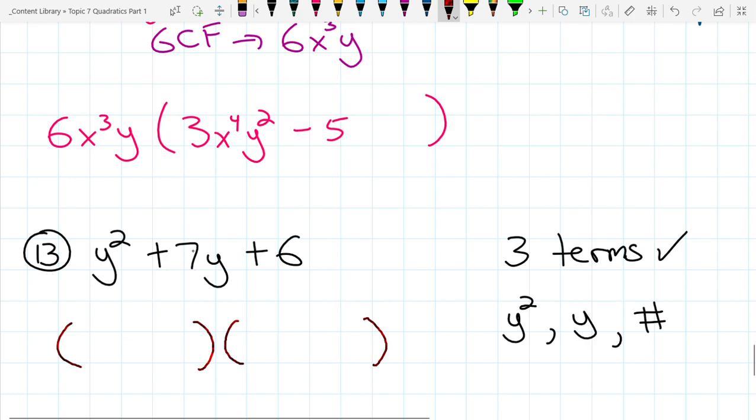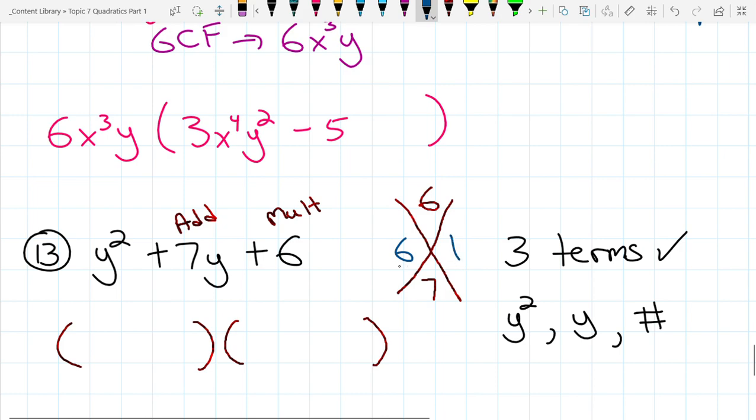You're looking for 2 numbers that will add to give you the middle, which is a 7, and multiply to give you a 6. So some of us like the graphic organizer, where we would put the add number on the bottom and the multiply number on the top. And there's only one combo that works. It's got to be a 6 and a 1, because 6 times 1 is 6, 6 plus 1 is a 7. So your two sides become the two last numbers in each binomial.